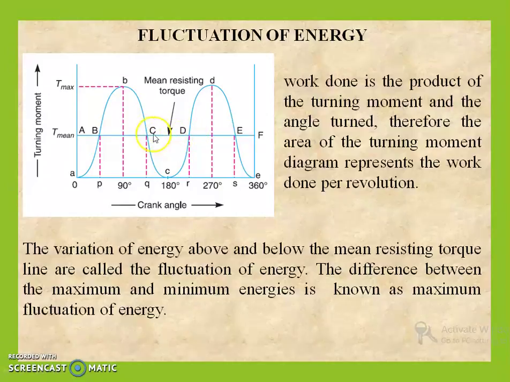And when you consider this section, we are having a deficiency in energy, and that is represented by capital C, small c, D. So when we use this flywheel, this excess energy will be stored in the flywheel, and that energy will be released during this cycle. So we can see that there is a variation of energy above and below the mean resisting torque line, and these are called the fluctuations of energy. The difference between the maximum and minimum energy is known as the maximum fluctuation of energy.